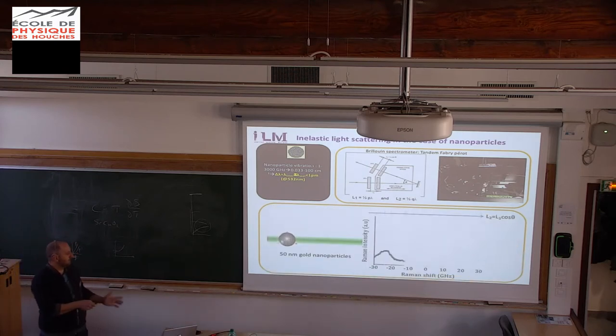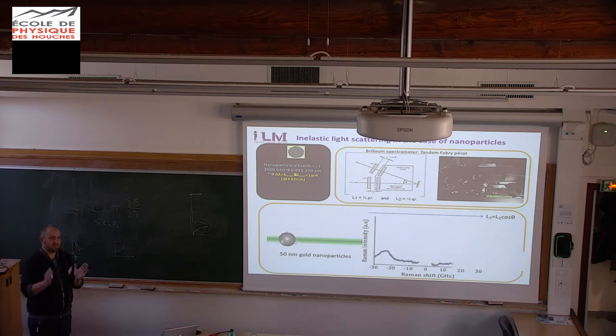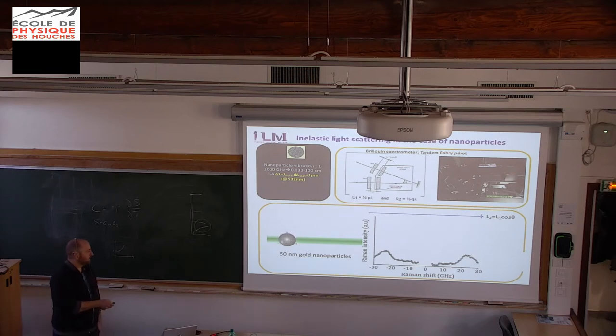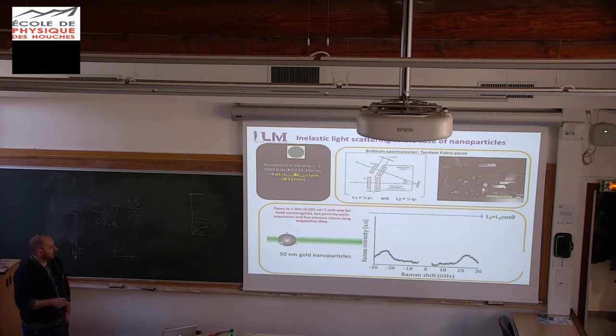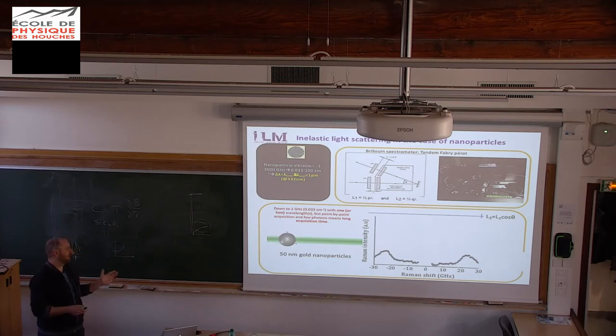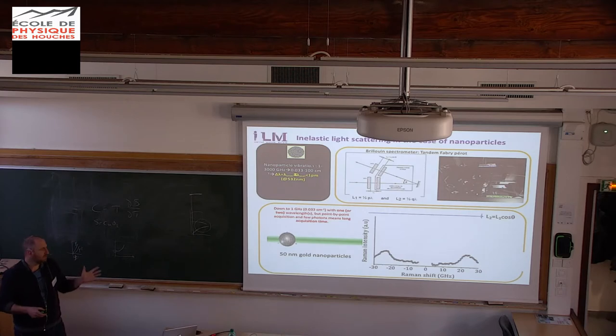So this is how we do a spectrum. We just scan the distance between the two mirrors. So this is also a point-by-point spectrometer. This is a spectrum of 50 nanometer gold nanoparticles. And we are able to access frequency down to 1 gigahertz. Indeed, you need a really good laser to do that. If your laser has a width of 20 gigahertz, you can't do that. But it's also really few photons, because the numerical aperture of the spectrometer is quite low. So you also need quite long acquisition times. In that case, it's about 3 hours, something like that.